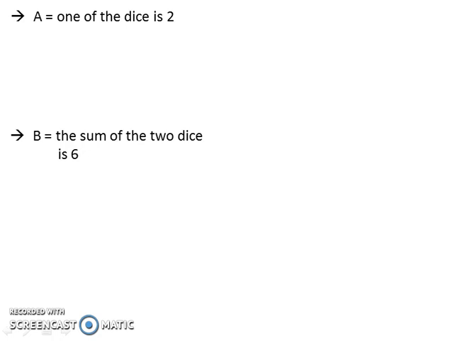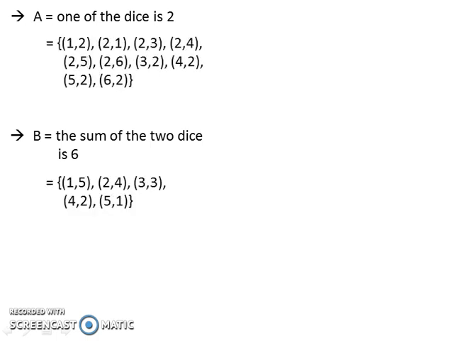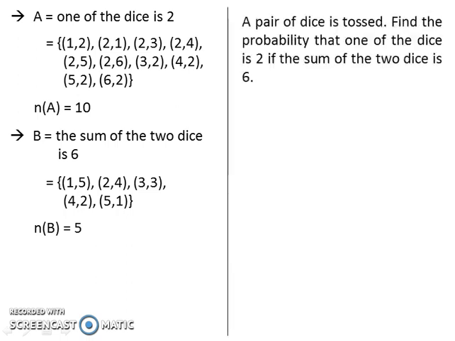So let's define A to be the first event, that is one of the dice is 2, and B to be the second event, that is the sum of the two dice is 6. From the sample space, we obtain the elements of A as well as the elements of B. So we know that number of elements in A is equals to 10 and number of elements in B is equals to 5. Now let's look at the question again.